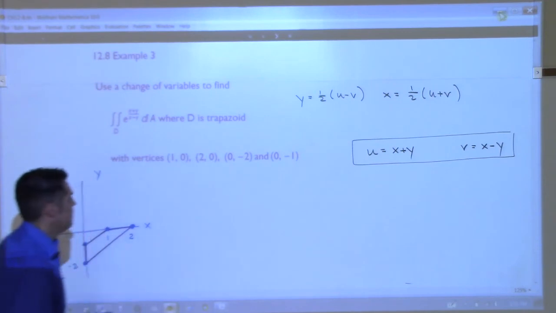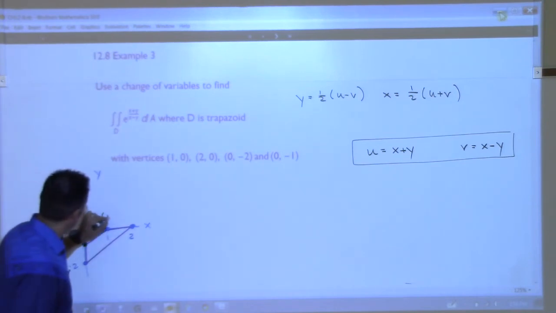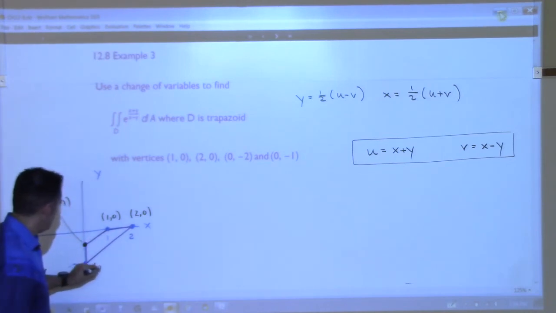You could use it to more easily find the points if we know our X and Y. Yeah, if we know our X and Y, we're going to be there, right? So I'll leave them on the board. This point is 0, -1. This is the point 1, 0. This is the point 2, 0. This is the point 0, -2.